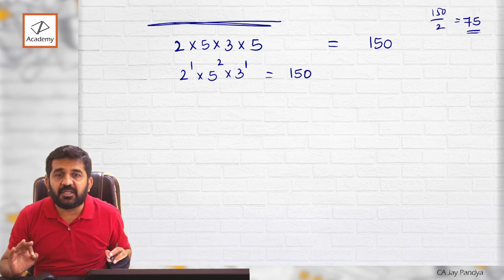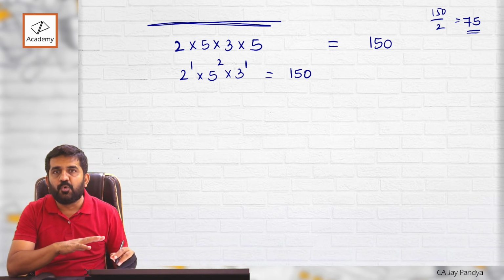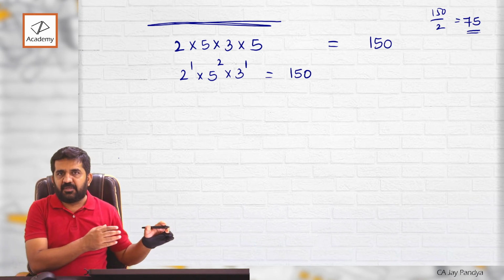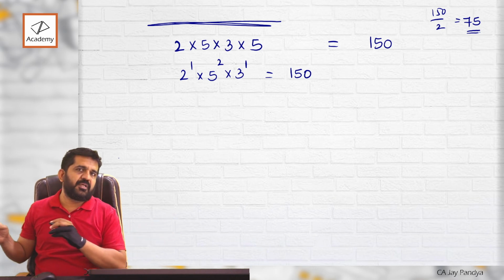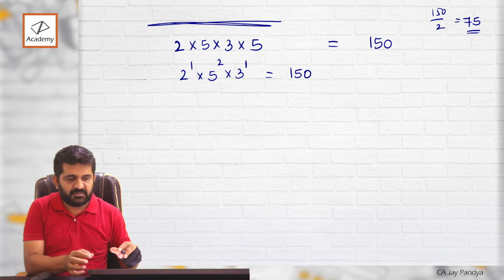This is the fundamental principle. Minimum 30 to 40 sums you should do. Take a composite number, factorize into prime numbers. Try to practice it 25-30 times, right?